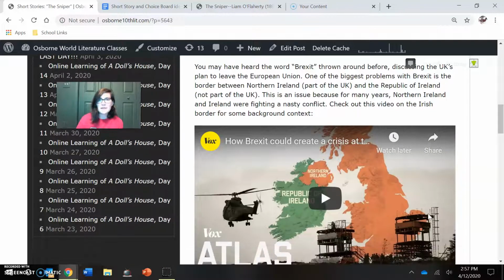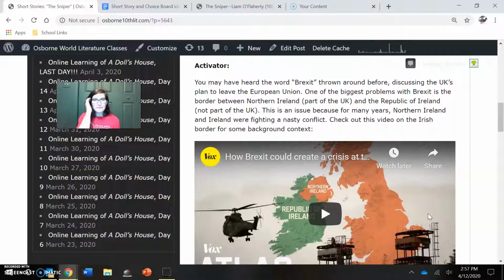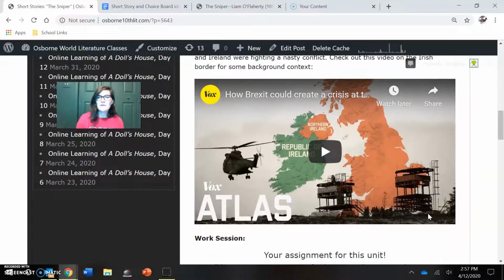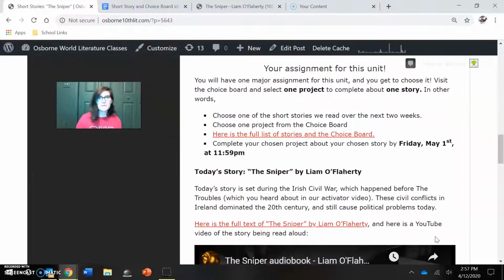Alright, for our activator today, you guys may have heard the word Brexit thrown around before, which is the UK's plan to leave the European Union. One of the problems with Brexit is there's a border between Northern Ireland, which is part of the UK, and the Republic of Ireland, which is not part of the UK. So for many years, this border caused some nasty conflict. This video that I've got for you here for our activator is going to give you some background info on that conflict. So go ahead and take a minute, watch that before getting into reading The Sniper.